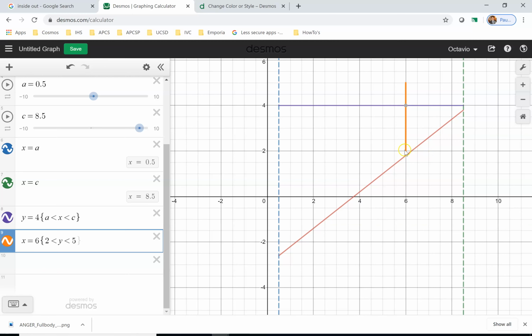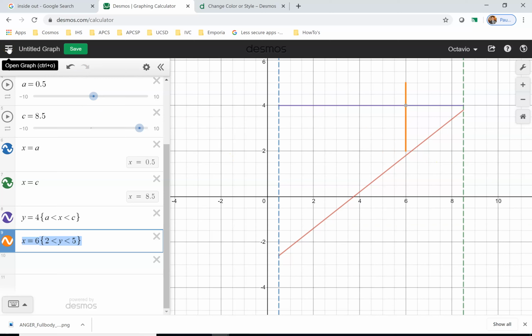And notice how it starts at 2, y equals 2, and it goes up to 5. This we call the range. When we have an x here, that's domain. When we have a y, it's range. Now I know this is a lot, but I want you to get comfortable when you're drawing your lines.